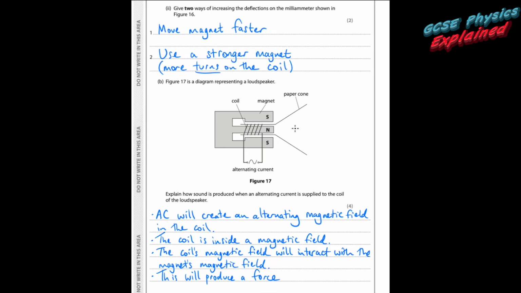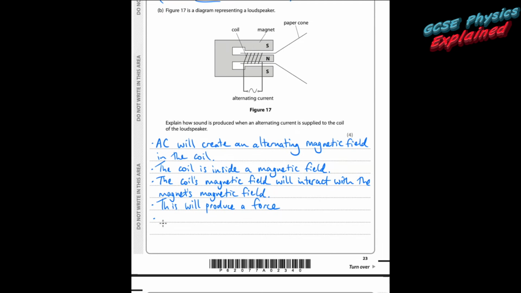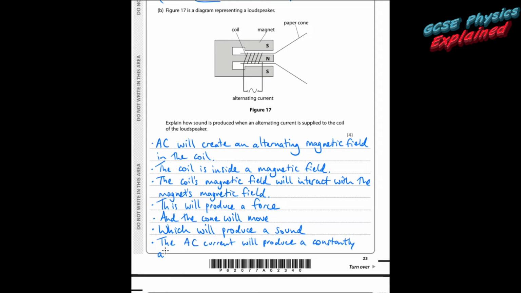And the cone will be moved, which will produce a sound. And basically, because the current's constantly alternating, the cone will constantly be going in and out. The alternating current will produce a constantly alternating magnetic field, so the cone will continuously vibrate to create that constant sound.